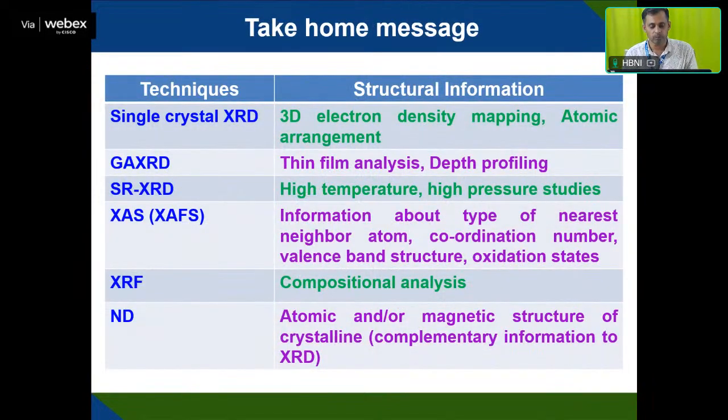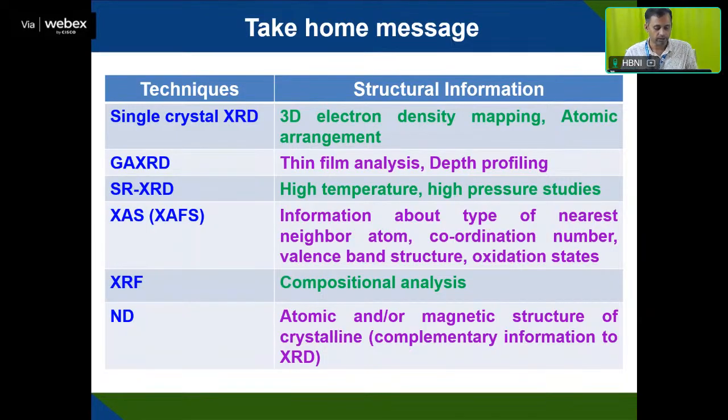In today's lecture, mainly we discussed three XRD techniques. One is the single crystal XRD technique, which will tell you the 3D electron density mapping, from which you can get the atomic arrangement. Then grazing angle XRD, which you can use for depth profiling and thin film analysis. And synchrotron XRD, which gives better resolution, and you can get even a 0.1% detection limit, and you can do high temperature and high pressure studies.